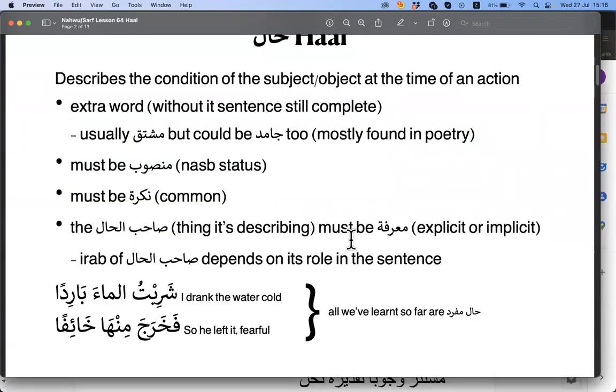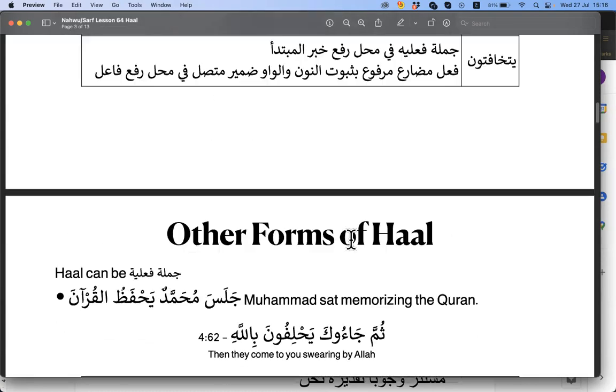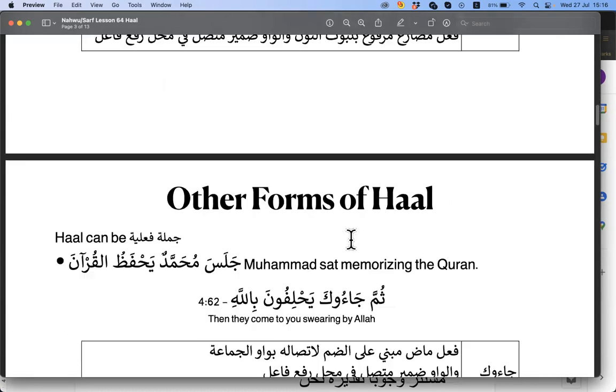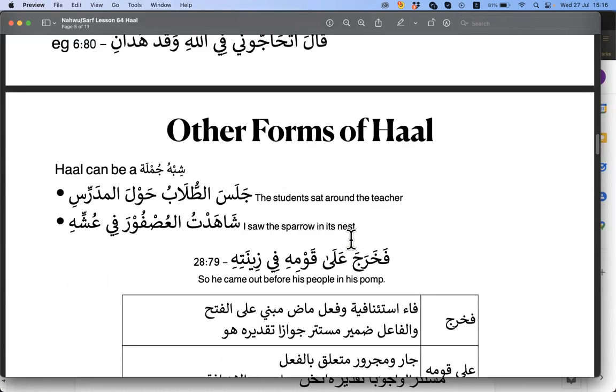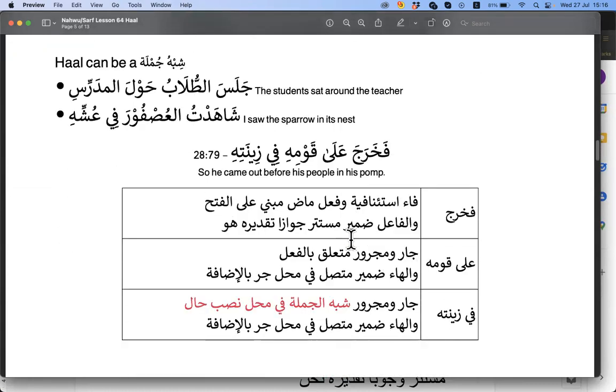So hal that we kind of did, it's usually, if it's a normal ism, going to be mansub, going to be nakira. And of course, the sahibul hal will usually be ma'rifah, whether explicit or implicit. But that one on min qabli is a shibu jumlah. So hal can be a jumlah fi'liyah, it can be a jumlah ismiyah, it can be a shibu jumlah.